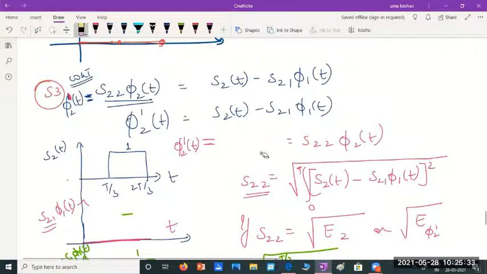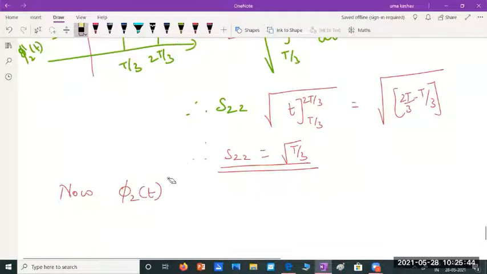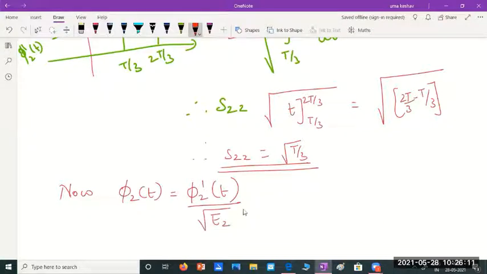Why have we called this phi2? Yeah, phi2 dash of t was defined like this. So how do I find phi2? You can easily say phi2 of t will be phi2 dash of t divided by root of E2.